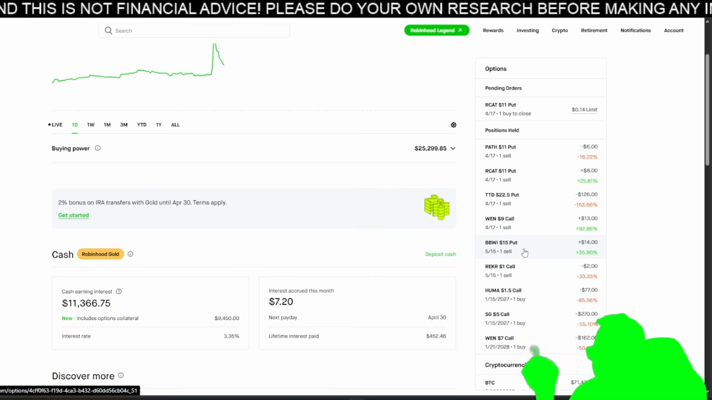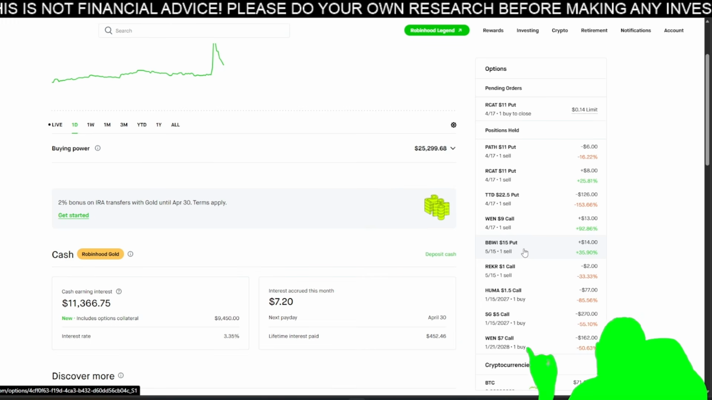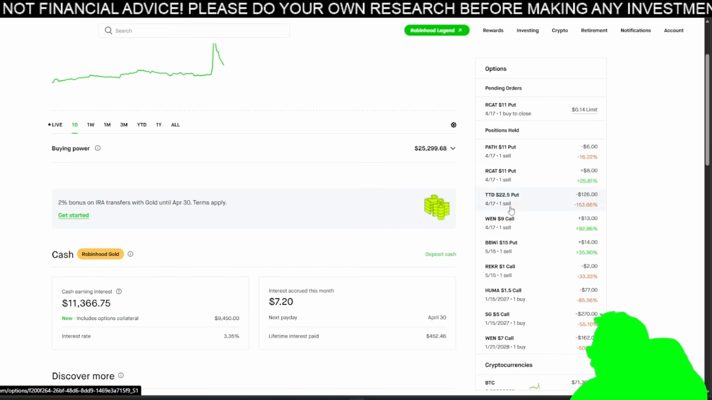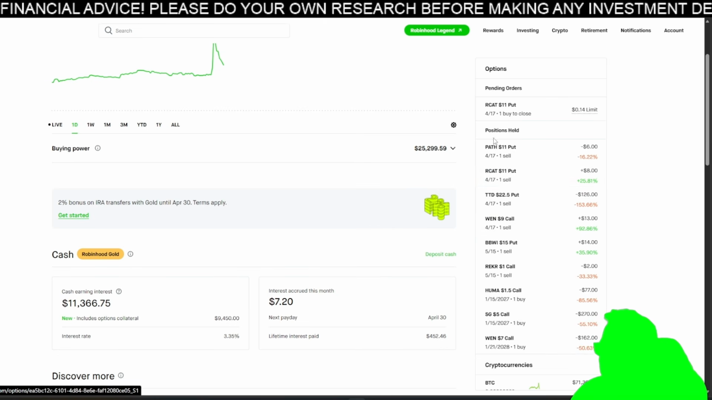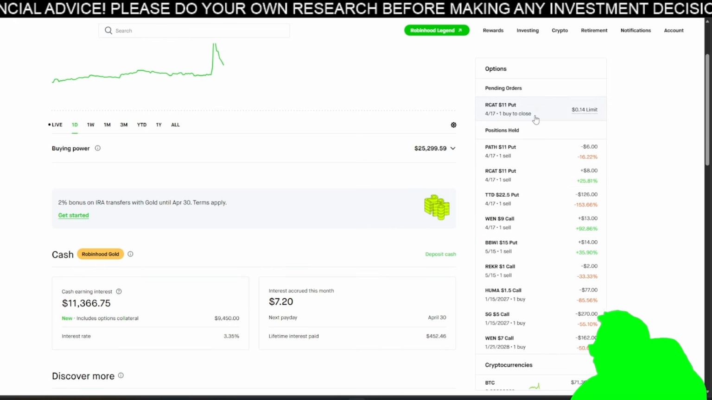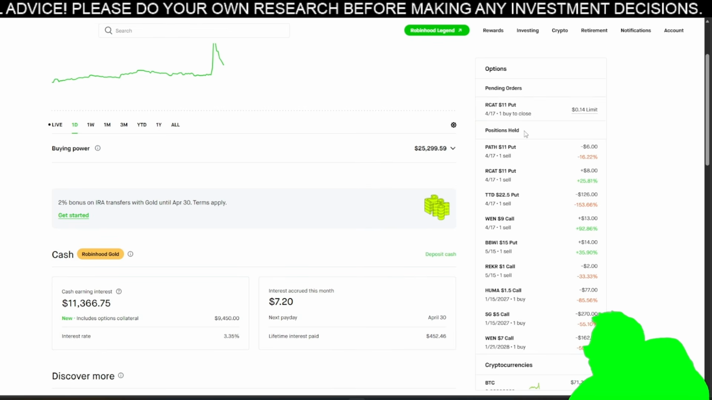For me, I don't mind owning Bath and Body at $15. I'm probably not, at the rate it's going right now, which is really happy. I don't mind owning RCAT at $11, but I did put a limit order in to get it off just because it's a very volatile play here.